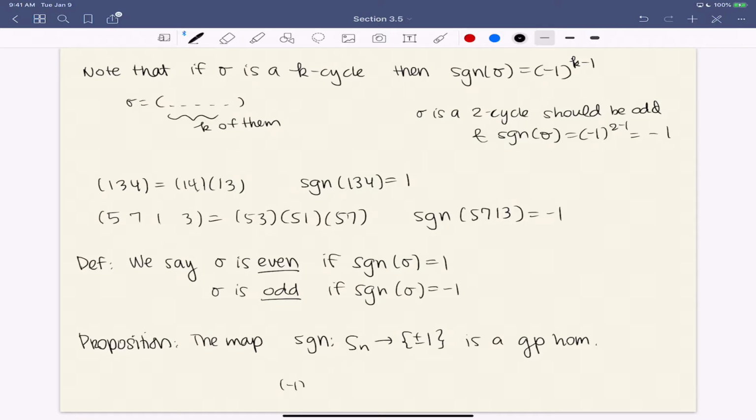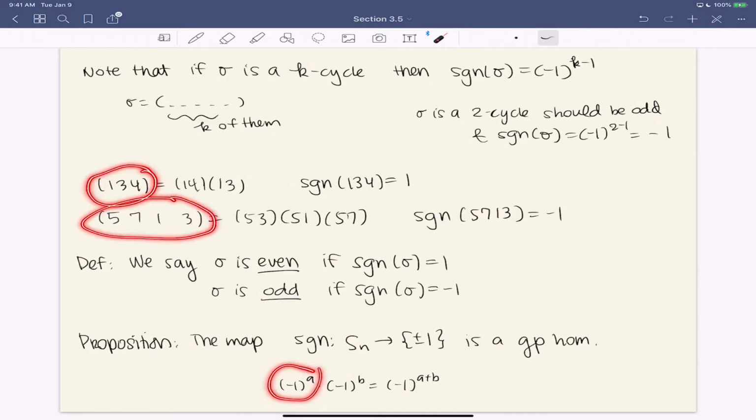-1 to the A times -1 to the B is -1 to the A plus B. So the sign of the product is here, and the sign of this one is this one, and the sign of this one is this one. And so you see that the sign of the first element times the sign of the other element is the sign of their product, just by this simple property of exponents.